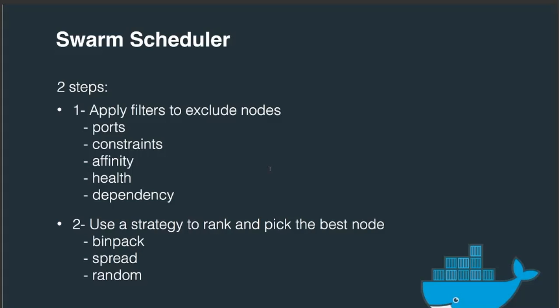And basically, since spreading is the default, it means that without any configuration, if you start a container on Swarm, it's going to go on one machine. If you start another container, it's automatically going to go on another machine. So by default, it's going to evenly balance all your containers on the cluster.